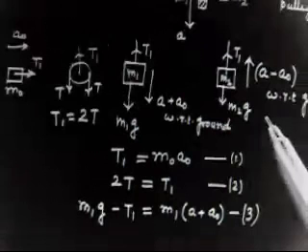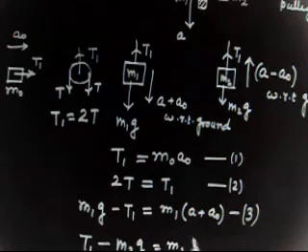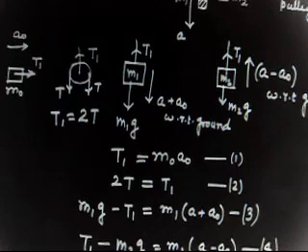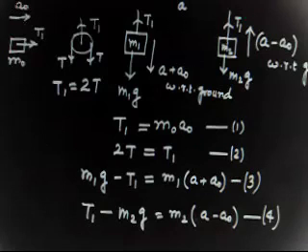For the object that is going up, t1 minus m2g is equal to m2 into a minus a naught. So this is my equation number 4. So I have to solve for the acceleration of object 1. So I have to solve for a and a naught. So using these equations, basically I have to solve for a and a naught.